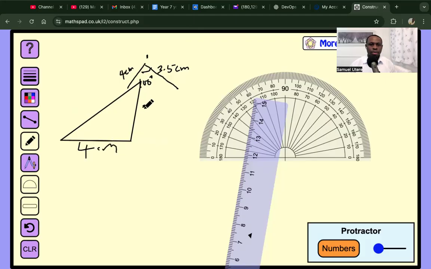That's 3.5. I'm having to use my mouse. My pen seemed to be malfunctioning. So that's 100 degrees. All right, so we're going to head back to our main screen. Just a minute.